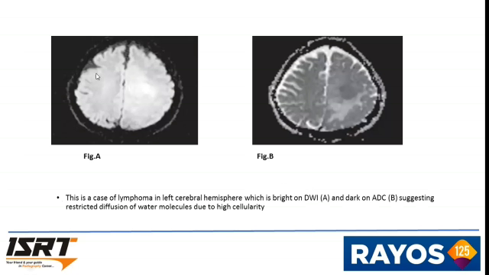This is a case of lymphoma. Figure A shows the left cerebral hemisphere bright on diffusion weighted imaging and dark on ADC, suggesting restricted diffusion of water molecules due to high cellularity.